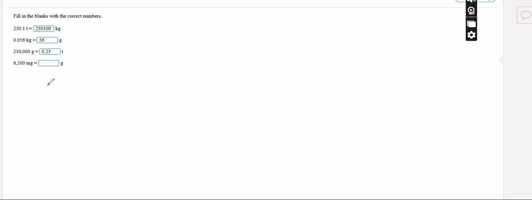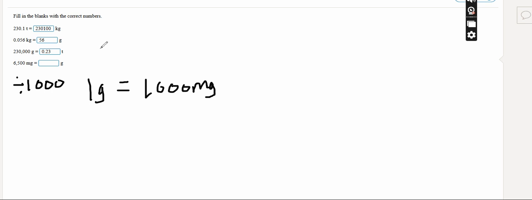6,500 milligrams will be how many grams? What is the conversion factor? 1 gram is equal to 1000 milligrams, right? How will you convert this? You will be dividing by 1000. Again, because you're going from a smaller unit to a larger unit, you'll be dividing. The number is going to become smaller. So what is it? 6.5. 6.5 is your answer here.